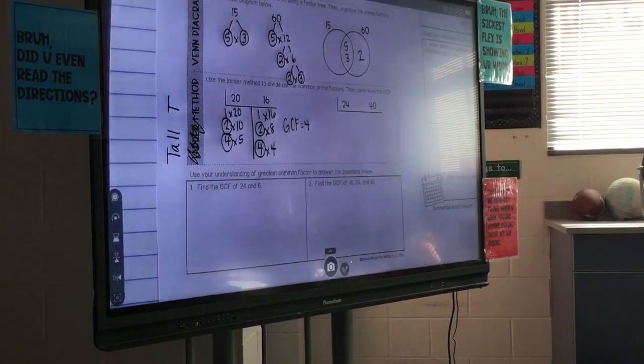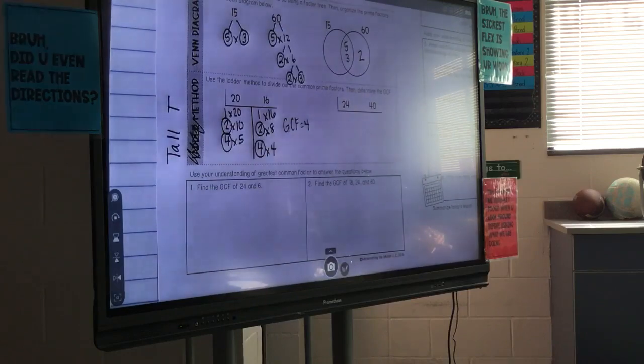We're going to do another one. I'm going to model for the rest of the day the tall T method. If you don't like the tall T method, you are more than welcome to do the prime factor and then the Venn diagram. I'm not going to say you can't. I'm just going to say I'm not going to model it anymore. All right, so this one.